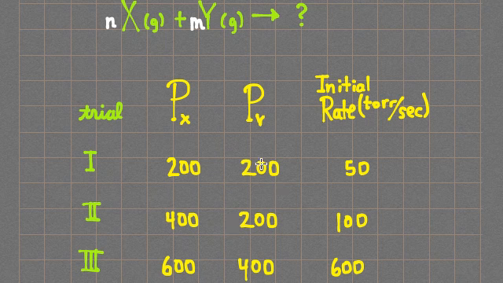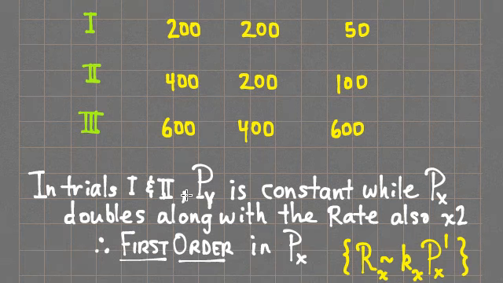Here in trials 1 and 2, I hold the pressure of Y constant, but double the pressure of X, 200 to 400. So if this one doubles, this one stays the same. Does this also double from 50 to 100? Yep, sure enough. Double 50, you get 100. So I'm going to go first order in X. And I wrote that right here.